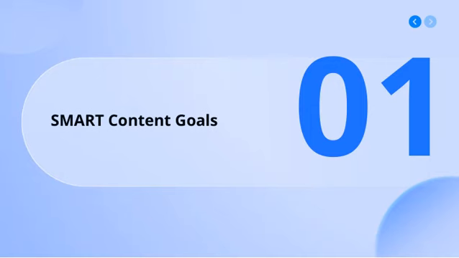Let's take a closer look at SMART content goals. First, the S stands for specific. This means your goals should be clear and well-defined, so everyone understands exactly what you're aiming for. Next, M is for measurable. You want to be able to track progress and know when you've achieved your goal. Then, A stands for achievable. Goals should be realistic and attainable, pushing you but still within reach.